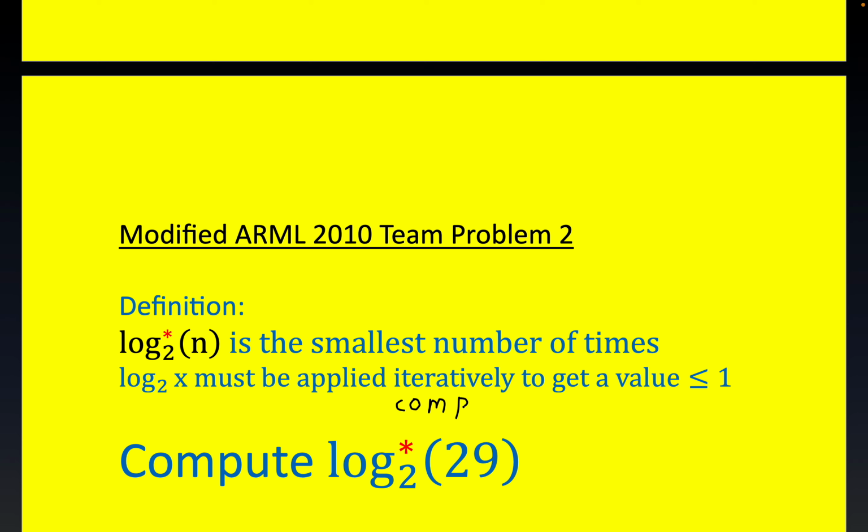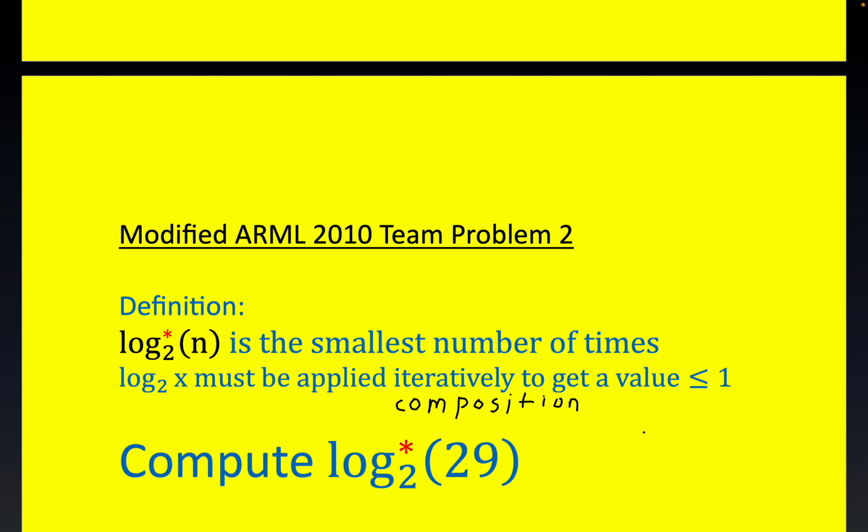So we're asking how many times do we have to compose log base 2 with itself in order to get a number less than or equal to 1. Composition, did I spell that right? So how many times do you have to apply this function to the number 29, in this case just arbitrarily chosen, to get a value that's less than or equal to 1. And again, this is a counting function. It will return a natural number, like 1, 2, 3, 4, 5.